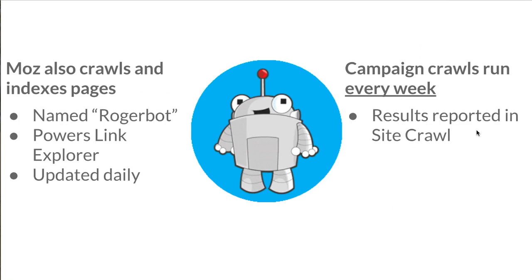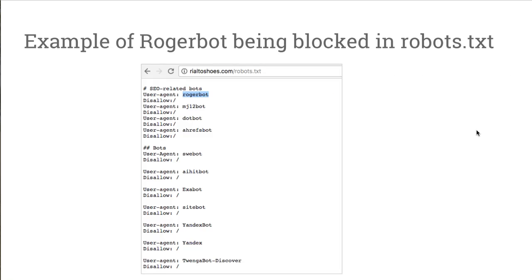Now, Moz has a crawler called RogerBot. It goes out and crawls the web every day, looking at sites and their links. It powers Link Explorer, and it's updated daily. Now, it also crawls your site on a weekly basis. Once you create a campaign, Moz sends a crawler out to your site, and we look for issues related to your site broadly. So here's an example of RogerBot being blocked, so you can see what that looks like. It's part of this disallow file in this robots.txt, and you can see the name of Moz's crawler is RogerBot.